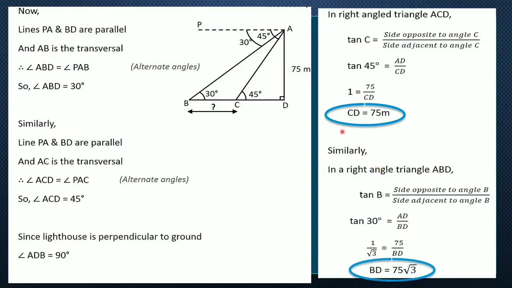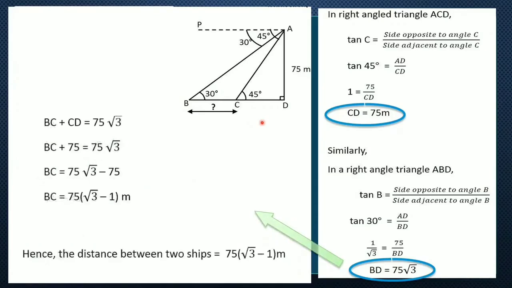Now you can observe in this figure, we have the value of BD, which is equal to 75 root 3, and the value of CD, which is 75 meters, right? And we have to find here BC. So what we will do, we will subtract CD from BD. So let's see how to subtract and what we will get.